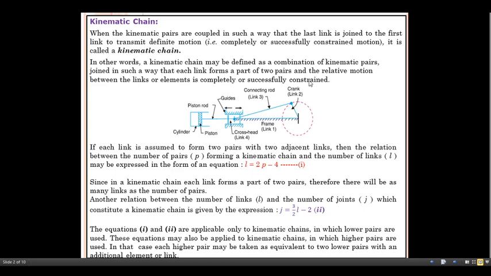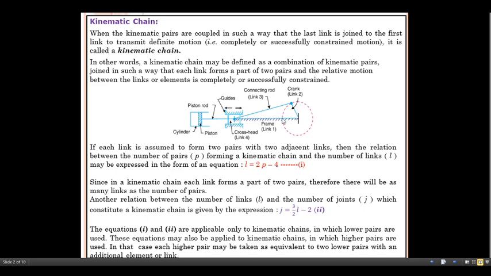or successfully constrained. So as per the definition of the kinematic chain, kinematic pairs are coupled in such a way that the last link is joined to the first link to transmit the definite motion. Okay, it is called a kinematic chain. Now if you look at this, the combination of kinematic pairs, just see the various links.